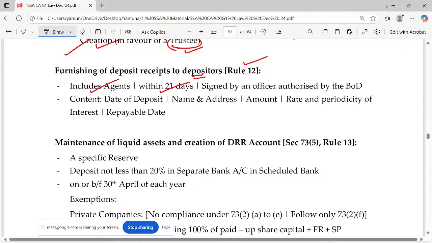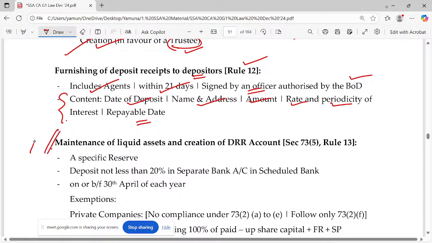Within 21 days, you have to furnish the deposit receipts. It should be signed by an officer authorized by the board of directors. What are the things you should have in the receipts? Date of deposit, paper date. We need to calculate the 36 months and other things. Date of deposit, name and address, amount, rate of interest and periodicity, quarterly or half yearly or monthly, or it usually goes for monthly only. If it goes for 36 months, it will go for 3 months, quarterly period. We will not usually call this quarterly, we'll call it 3 months and single month only. And repayable date. So when is the due date?